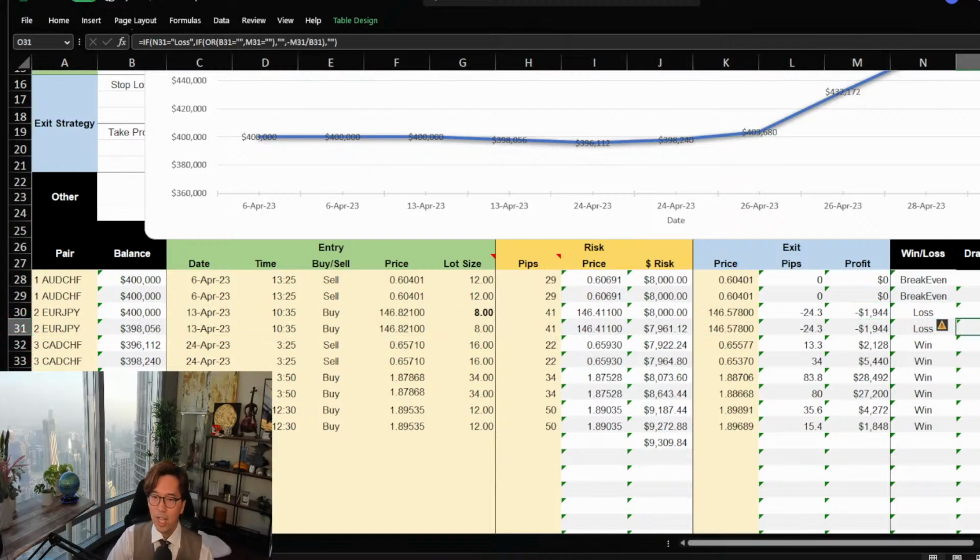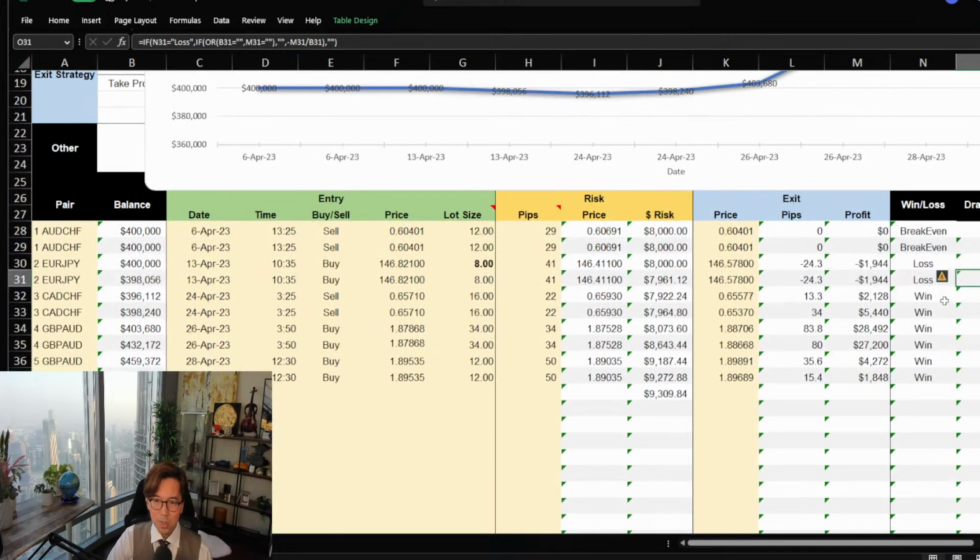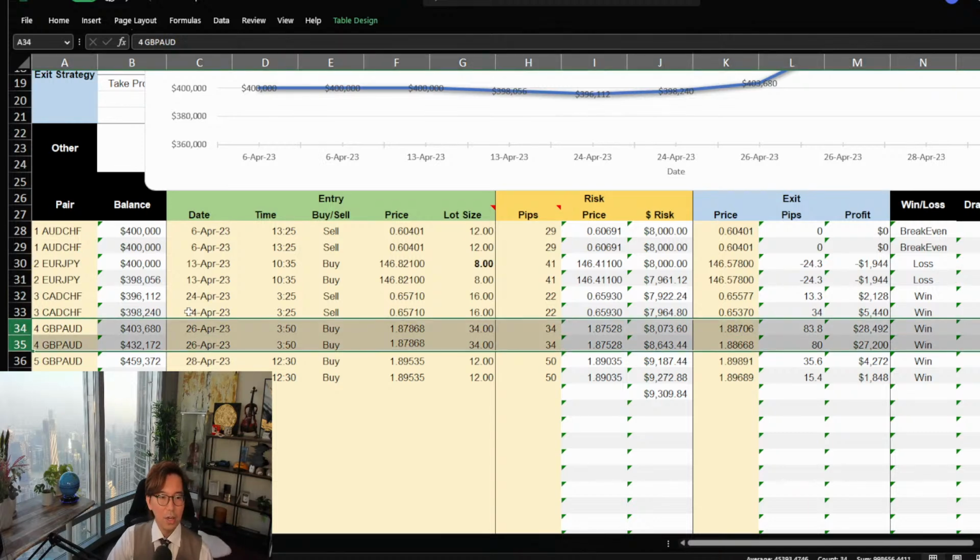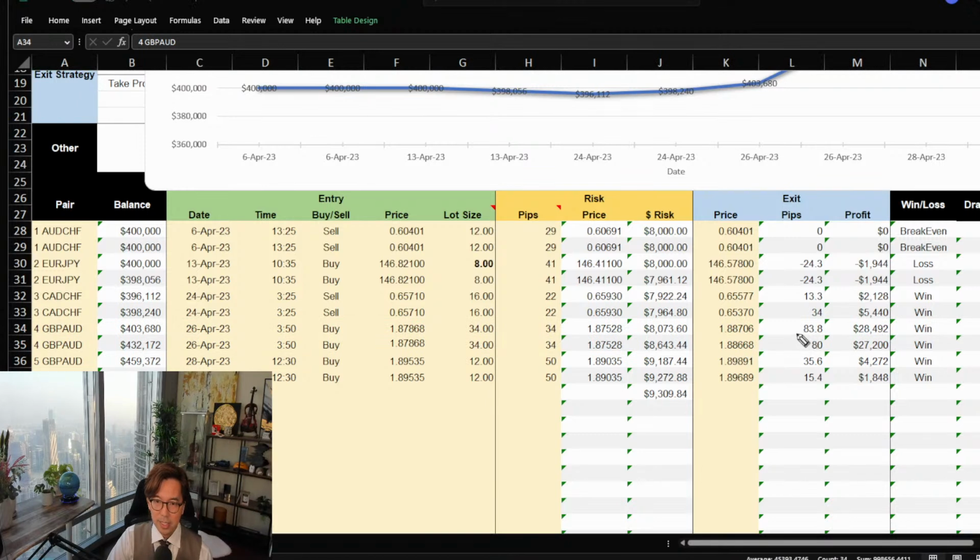And then the second reason why my PF is really high was because of my win, which I took on Pound AUD, on the 26th of April. I got 83 pips and 80 pips. That was a big win in terms of pips, but not only that, my lot size was really high. Here, my lot size was really high because I got this stop loss to be a bit lower, but I was pretty confident that the market goes towards my direction. So I increased the lot size and took the trade. So that's why I got the nice win trade over here.